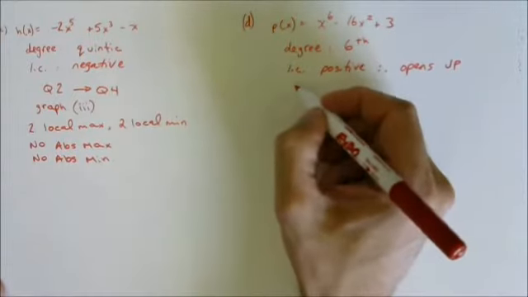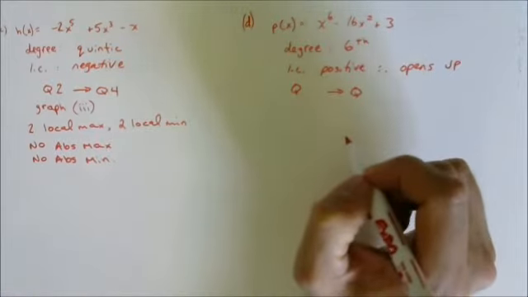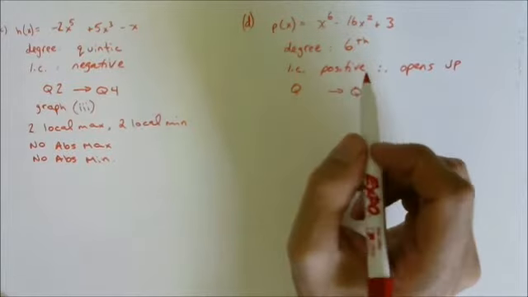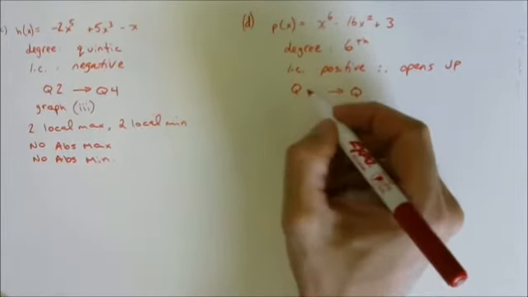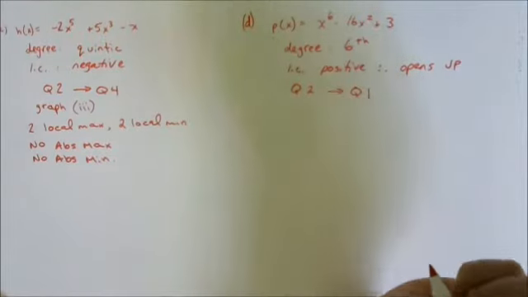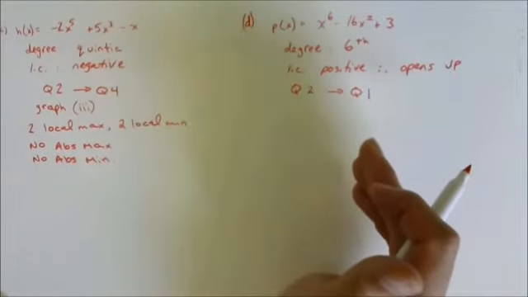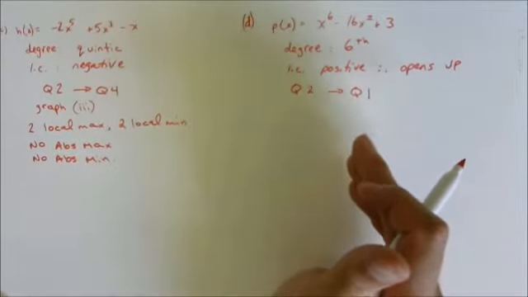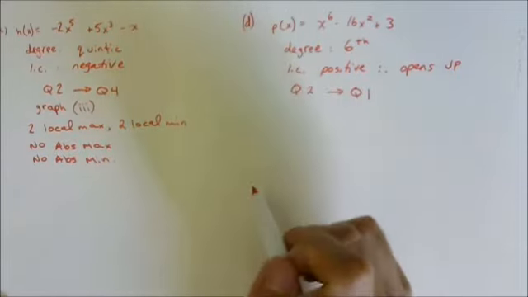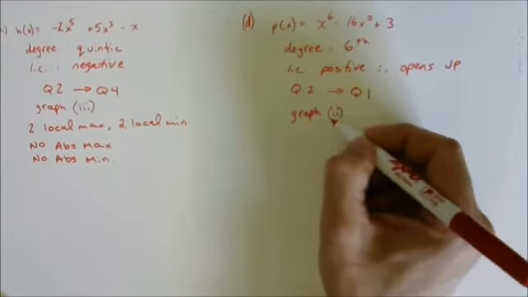Which means we know its end behavior from quadrant 2 to quadrant 1. I'm looking at one graph. We haven't even picked the graph yet. You can't be looking at a graph yet. We're doing this all just from the equation. Okay, now you can pick the graph. Which graph should you be looking at? Graph 2. Thanks very much.